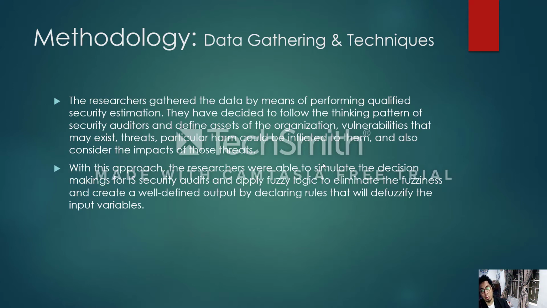With this approach, the researchers were able to simulate the decision making for IS security audits, and from those input variables that require decision making, they applied fuzzy logic to eliminate the fuzziness and create some well-defined output by declaring multiple rules that will defuzzify the input variables. So for every circumstance, depending on the facts they have gathered, they were able to use fuzzy logic to eliminate the fuzziness, and came up with a table or an easy representation of how they interpret those details and how they create decisions or well-defined and concrete output based on them.